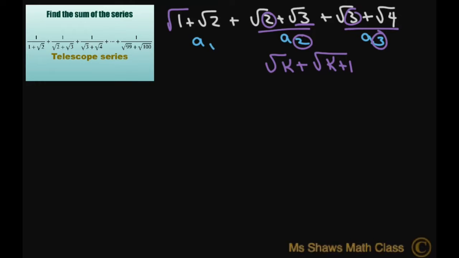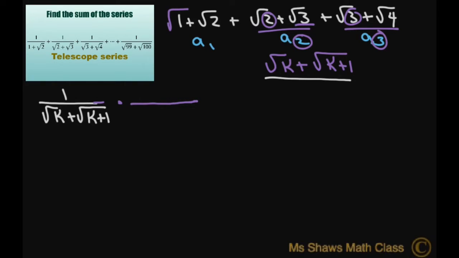We have 1 divided by, and we're going to write this, square root of k plus square root of k plus 1. To make this easier, let's rationalize the denominator by multiplying by the conjugate. And the conjugate of the denominator is square root of k minus square root of k plus 1. And you have to also multiply the numerator. So we're just rewriting our equation.